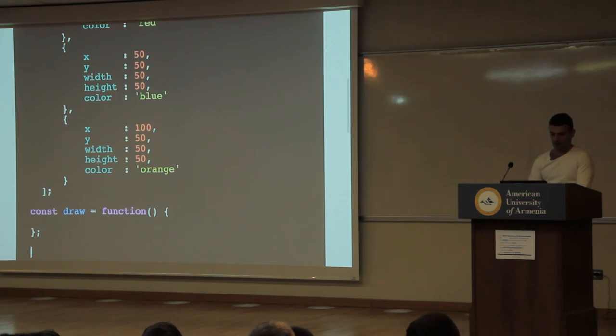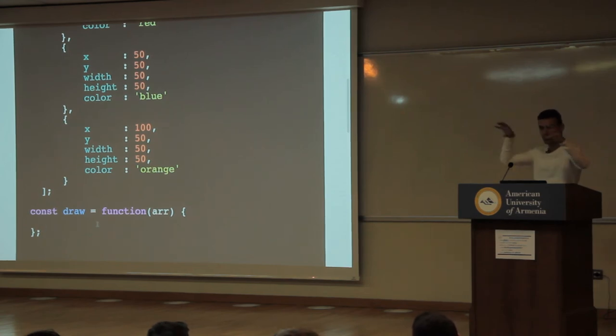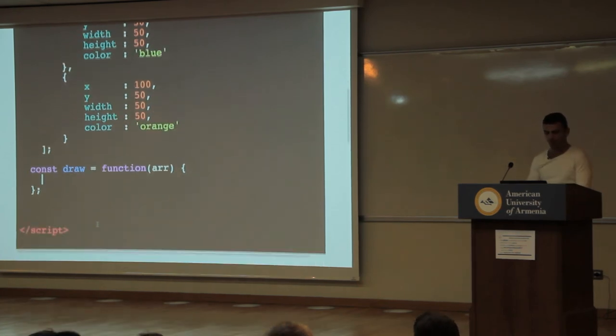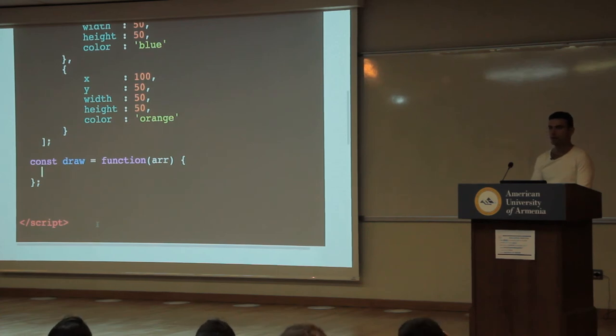Okay, so let's create a function called, you know, const draw, which will take an array. We'll call it later. Which takes an array, and it's going to loop over every item in the array, and then we're going to draw each item on the screen. I'll say this one more time. We have an array of points. For every point, we want to draw on the screen. So loop, draw, loop, draw, loop, draw.